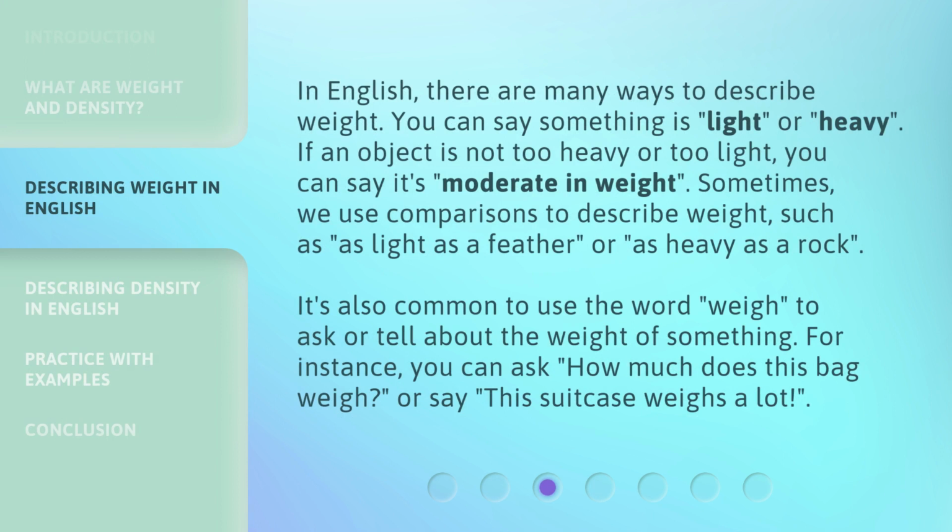In English, there are many ways to describe weight. You can say something is light or heavy. If an object is not too heavy or too light, you can say it's moderate in weight. Sometimes, we use comparisons to describe weight, such as light as a feather, or as heavy as a rock.